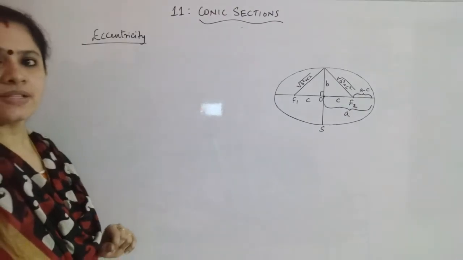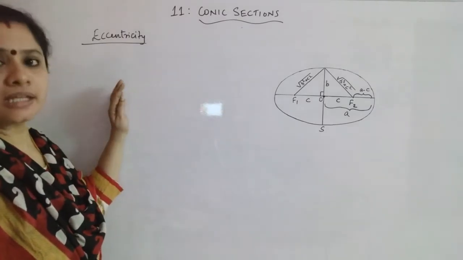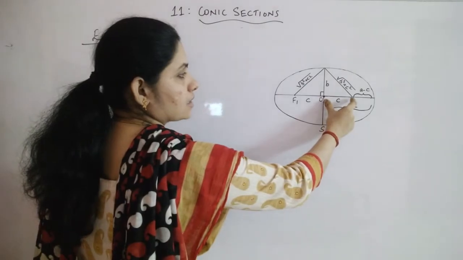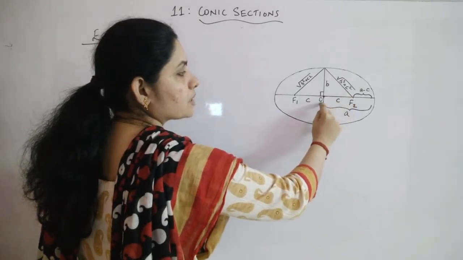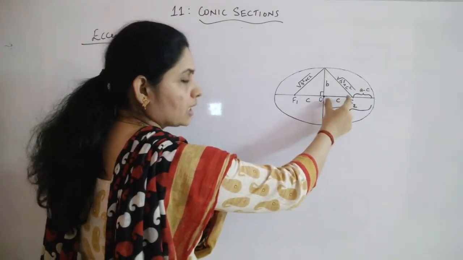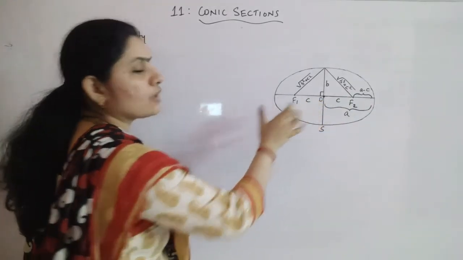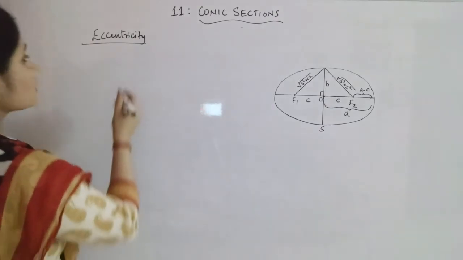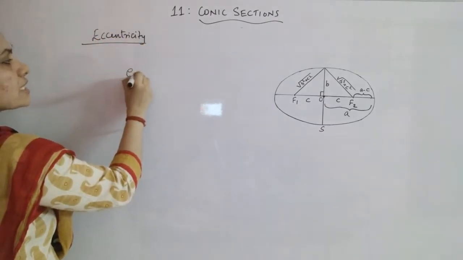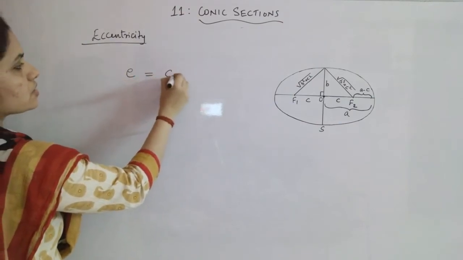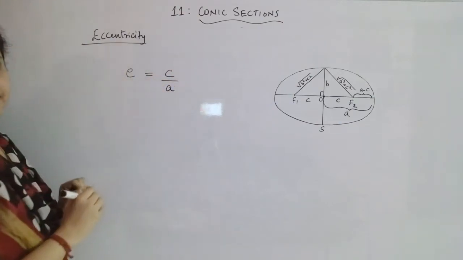Next is eccentricity, and eccentricity is the ratio between C, that is the distance from the center to one of the foci, and A, which is the distance from the center to one of the vertices. It is normally denoted as E. Eccentricity is denoted by E and it is equal to C by A.